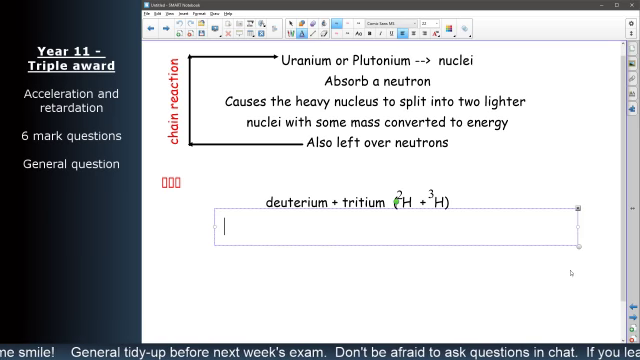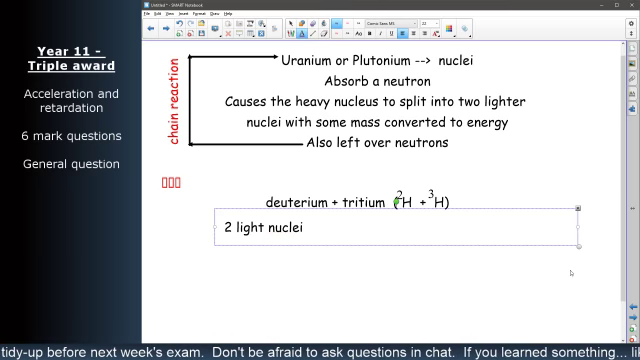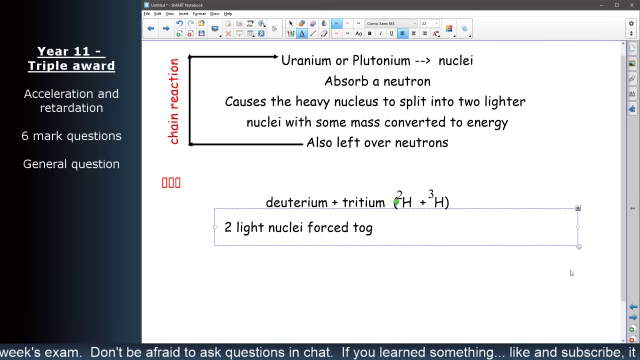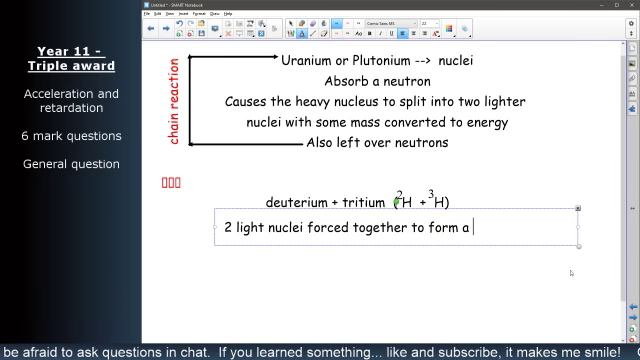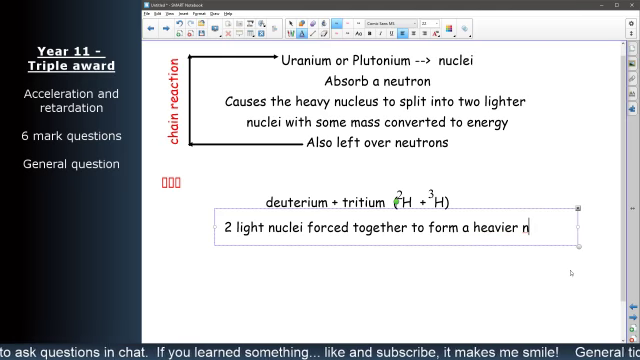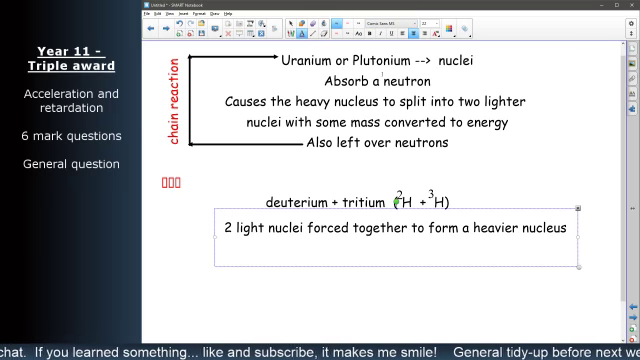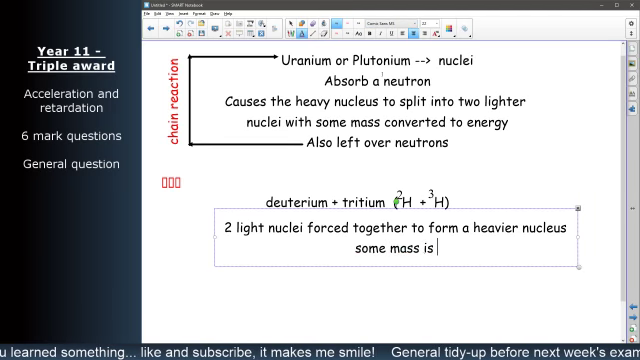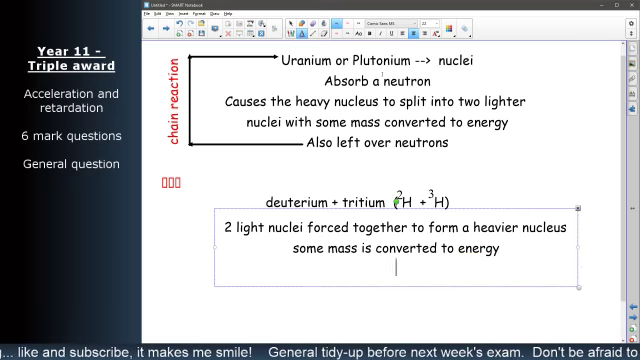Okay, so what we want then is these 2 light nuclei. And notice I'm saying light and heavy, I'm not saying big and small. Okay, 2 light nuclei forced together to form a heavier nucleus. So we go from multiple nuclei to a single nucleus. But that means some mass goes missing, so some mass is converted to energy, just as before, and that's what makes it a nuclear process.